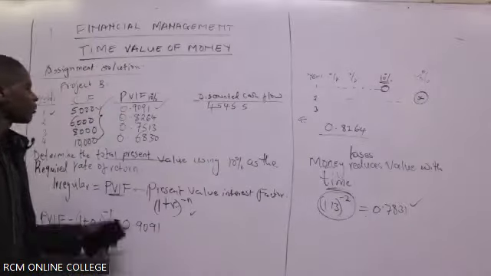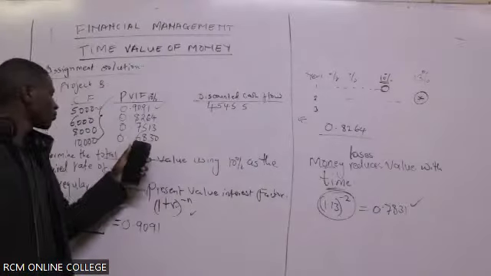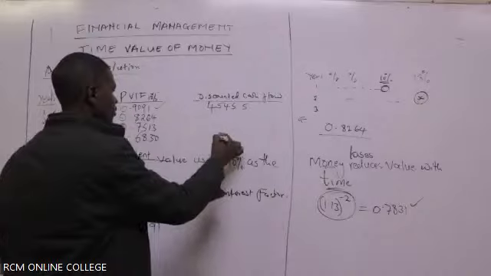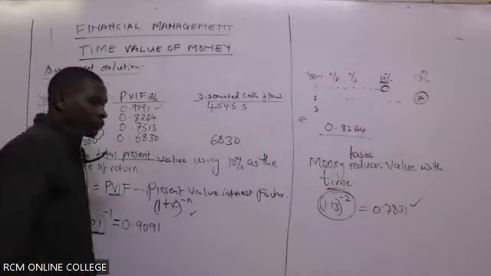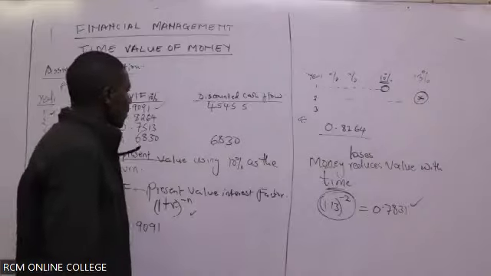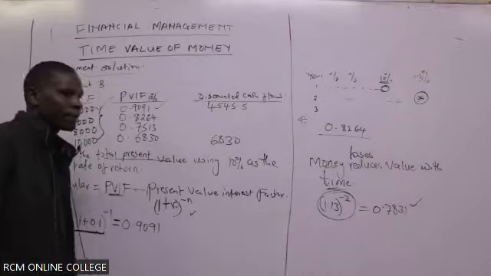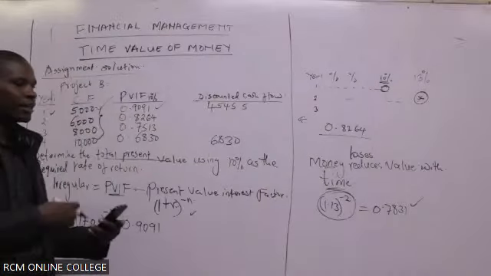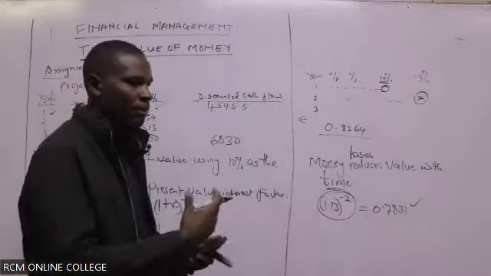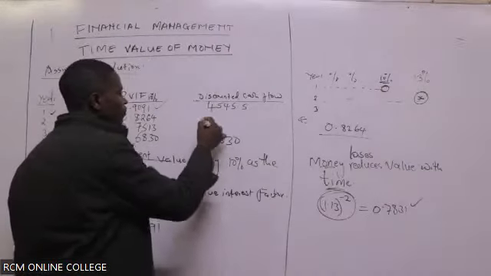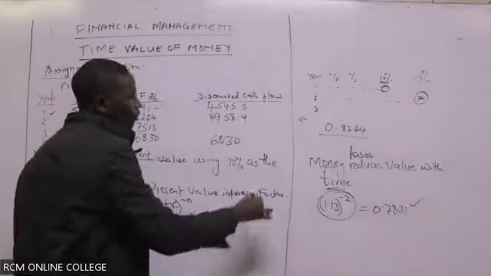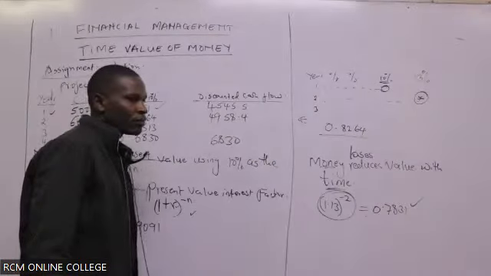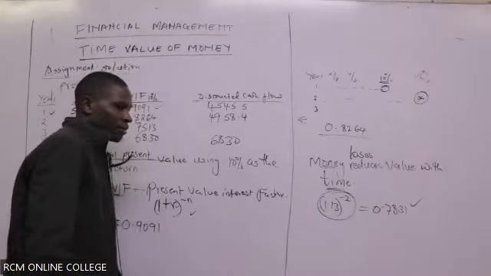Second one, somebody else should be giving me this. Of course, this one, don't tell me this is 6,830. Let's try to compete. The second one is 4,958.4.